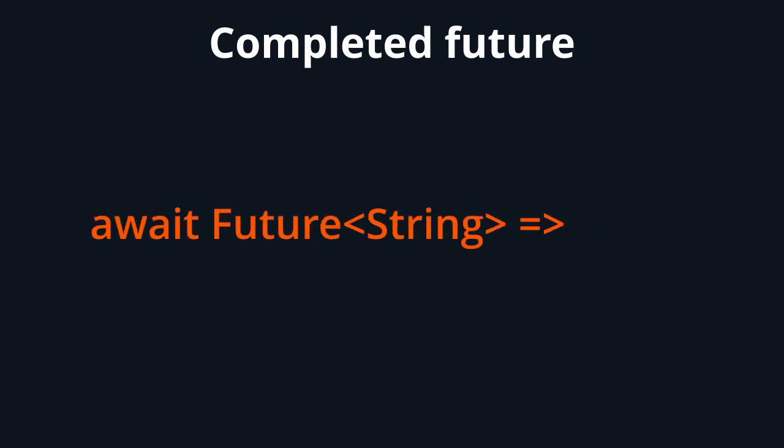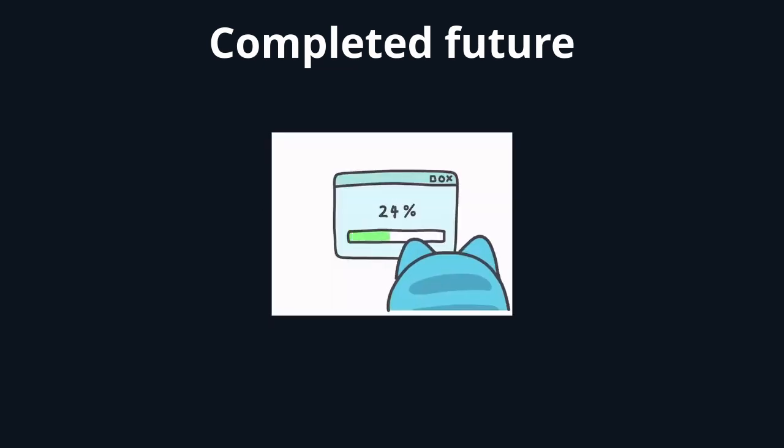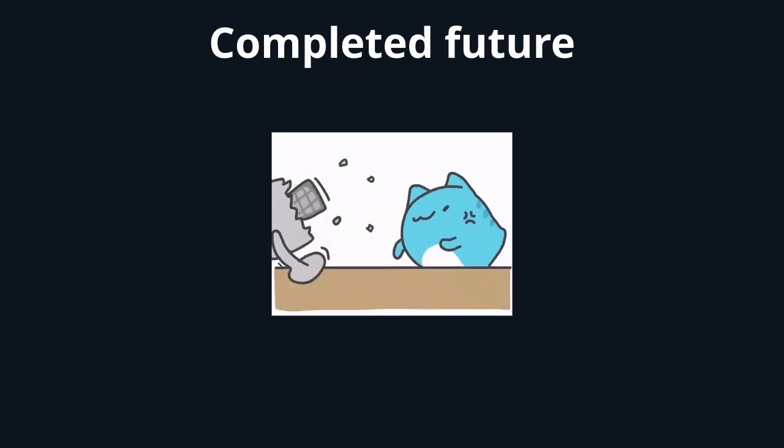A future of type Future<T> completes with a value of type T. For example, a future with type Future<String> produces a string value. If a future doesn't produce a usable value, then the future's type is Future<void>. If the asynchronous operation performed by the function fails for any reason, the future completes with an error.